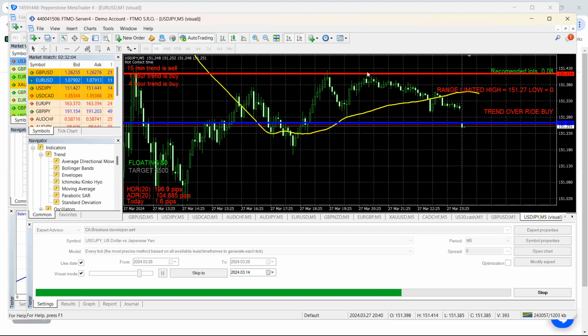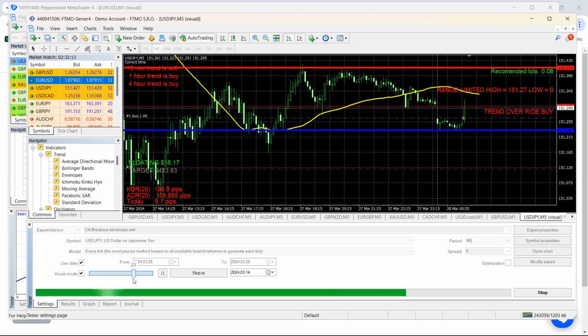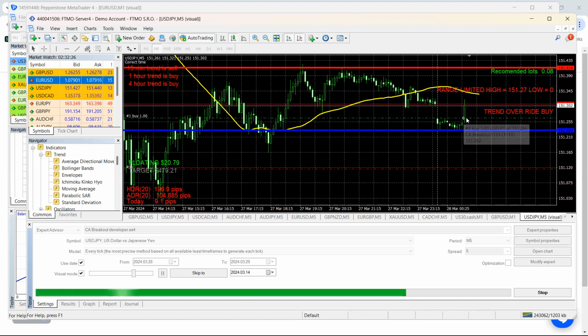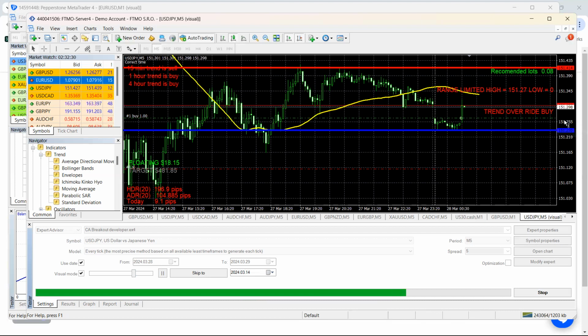Now, it's still displaying the top and bottom of this 5-minute range. That's not necessarily the range I'm trading. Let me just fast forward this till it takes out a trade. Okay, so that took out a trade, one because it was the correct time, because I have it set to start 1 hour after market open, and two because it was below 151.27, which is just up here. So it's taken out a trade.